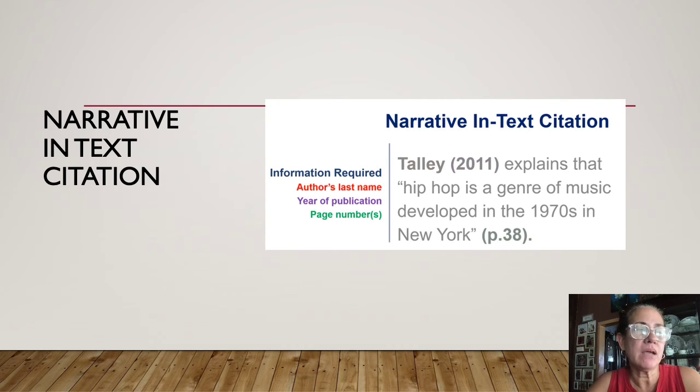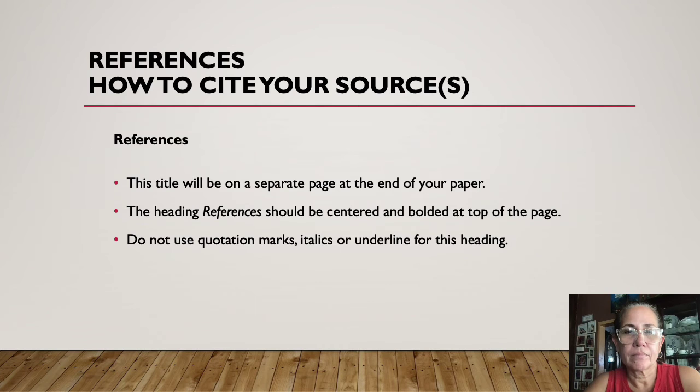Narrative is not putting everything at the end. Narrative is actually using the author's name to start your in-text citation and then closing it with the page number. Now remember, if you don't have a page number, you can use the paragraph number, and that would be open parentheses, P-A-R-A, period, and then put the number, close the parentheses, and then the period at the end. Lastly, we come to your references page.